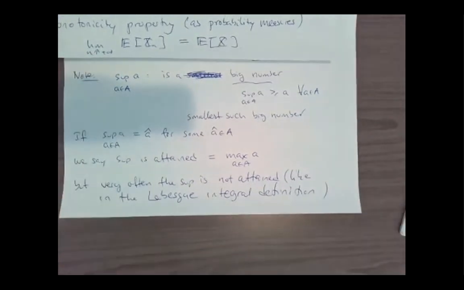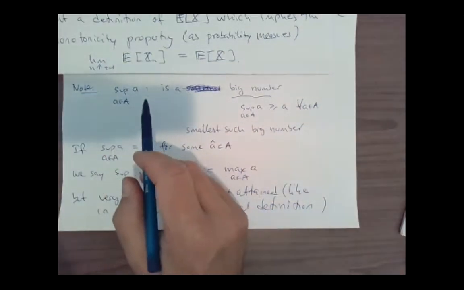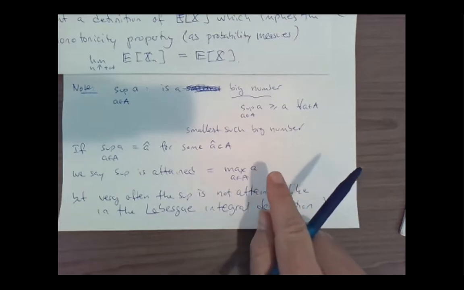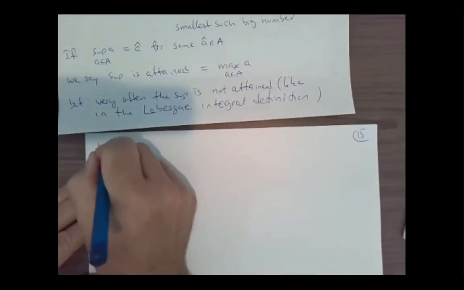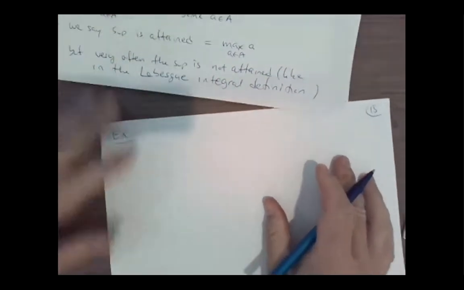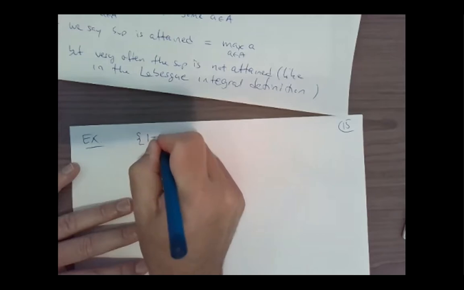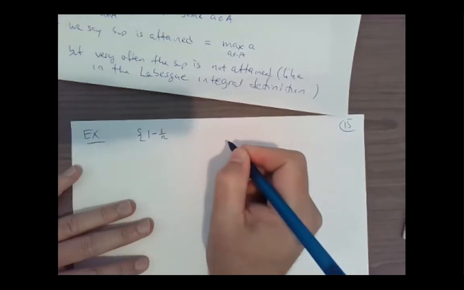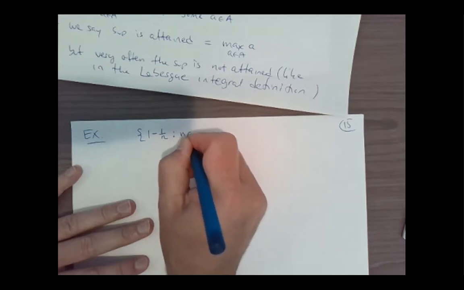So the notion of a supremum, if you haven't seen it before, coincides with the max. But the big difference between a supremum and a maximum is that a supremum may or may not be attained. So maybe just give a silly example for something where it's not attained. Something like if I look at the set 1 minus 1 over n, when n runs through the natural numbers.